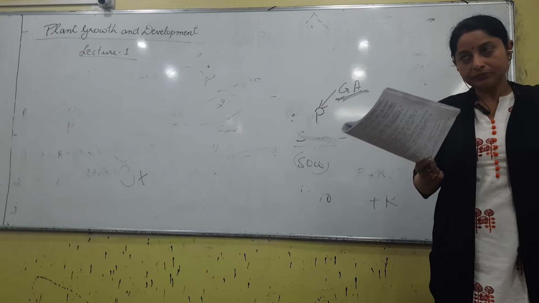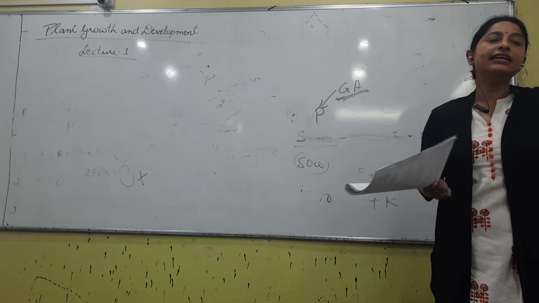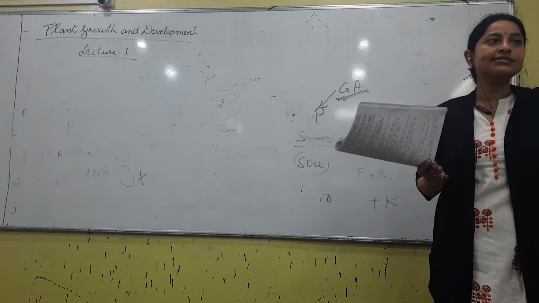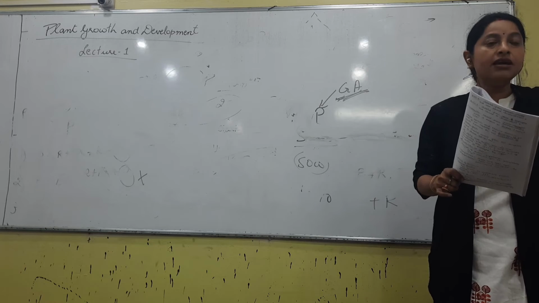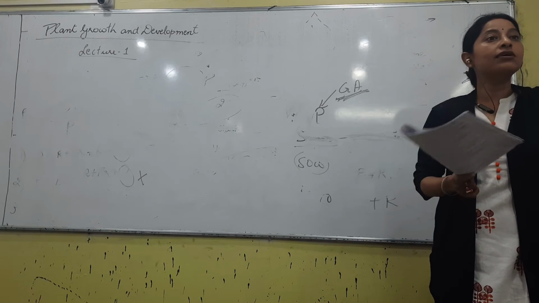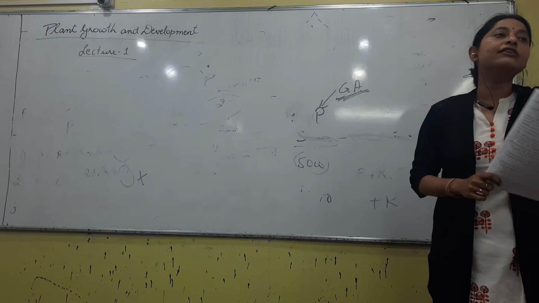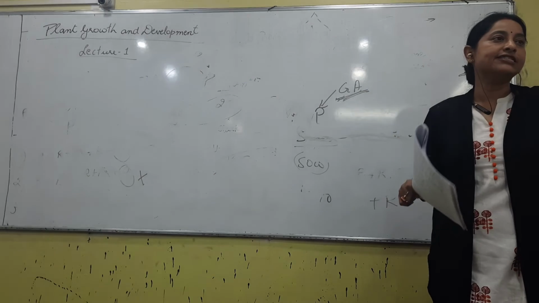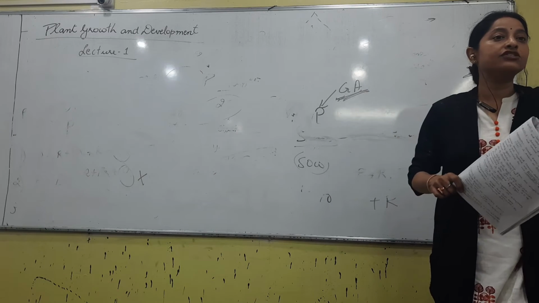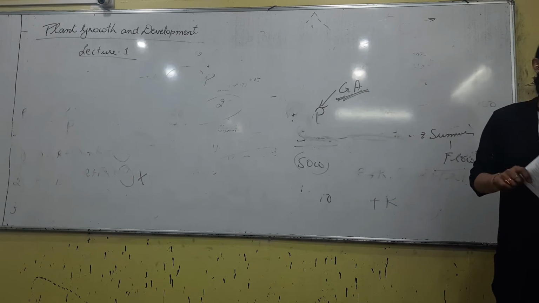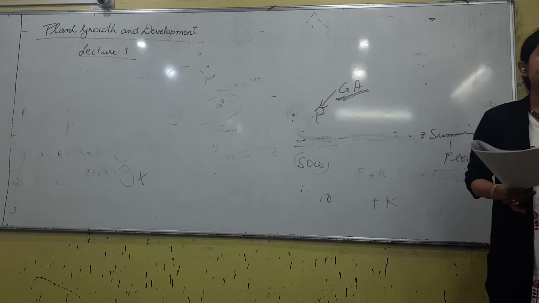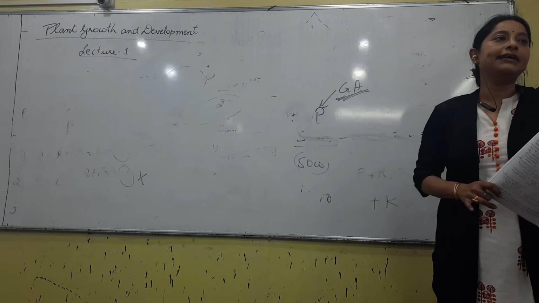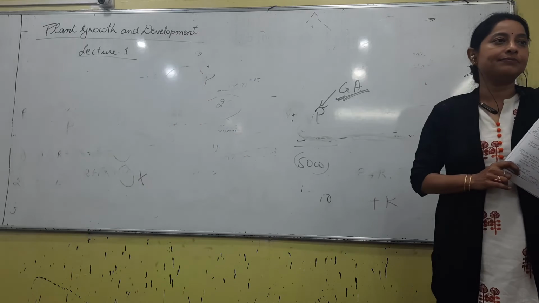Now, one statement about each hormone. Auxin. What is the most important effect of auxin? Elongation, of the root tip and shoot tip. Auxin has many functions, but apart from them, the most important function is elongation of the shoot tip and the root tip. The second point about auxin: both the root apex and the shoot apex.